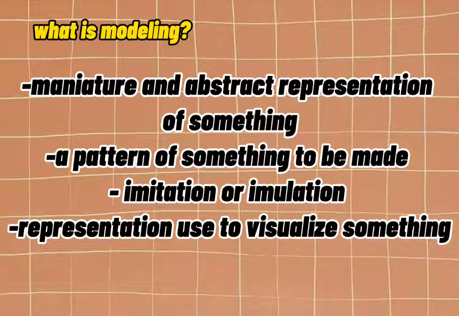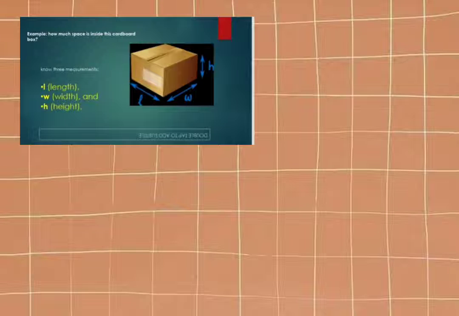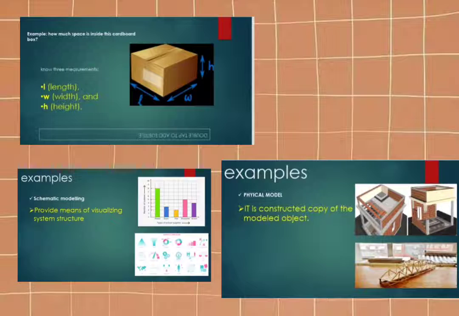A model is a miniature or abstract representation of something, a pattern of something, an example for imitation or emulation, a representation used to visualize something. We always hear the word model, and a model is nothing but a replication of something that can be real. As stated, a model is associated with the words miniature, abstract representation, or a pattern of something.